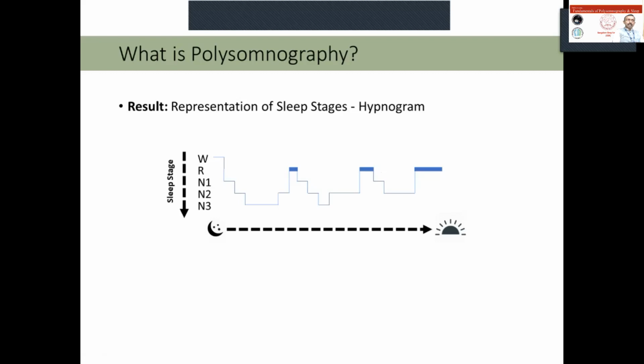As I mentioned, the depth of sleep stage comes down. The only paradoxical part is REM is also a deep sleep, because of which in some representations REM will be put below N3.